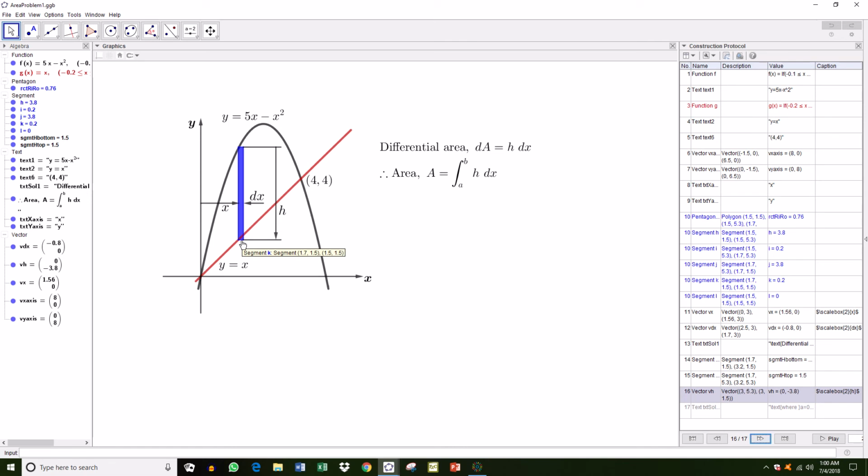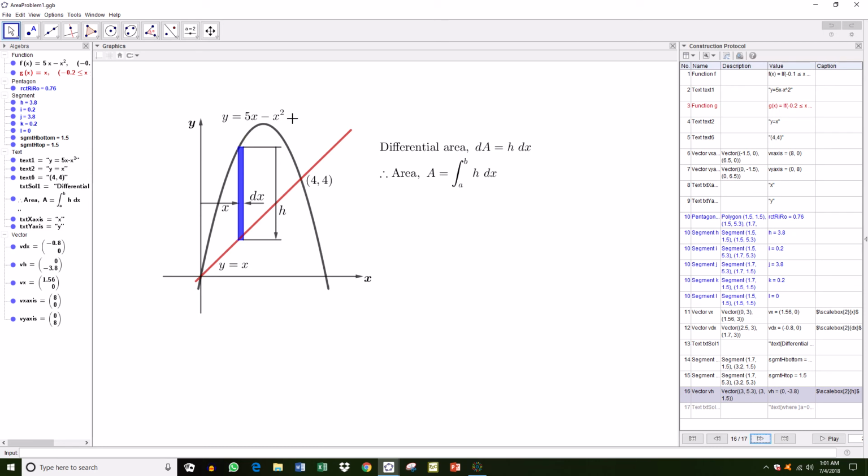Now, what is the y value at the top? Well, notice this point happens to be a point on that parabola, 5x minus x squared. The x coordinate at this point is x. That's why we said this is x. So the x coordinate is x, and the y coordinate must be 5x minus x squared.